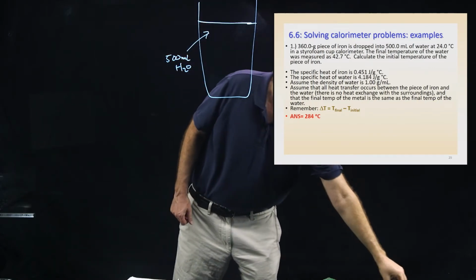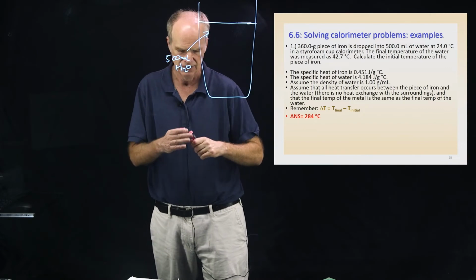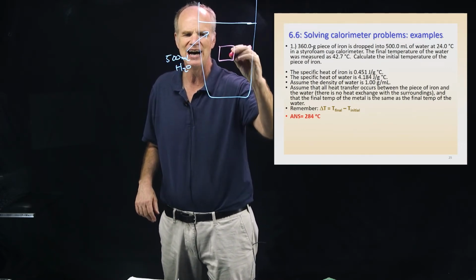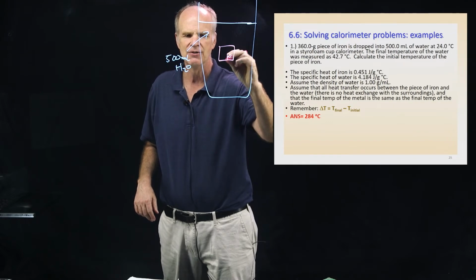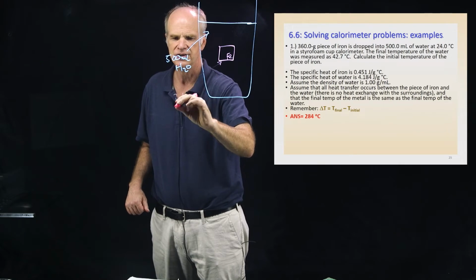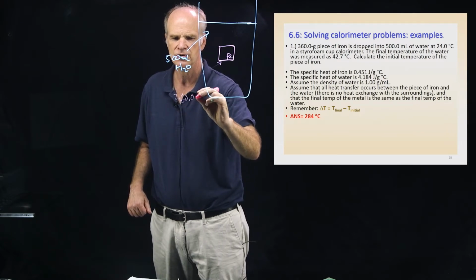Now, another thing that we're told is that we're going to throw in a very hot piece of iron. So here is the hot piece of iron. And we're actually told the mass of the iron. For example, the mass of the iron is 360.0 grams.